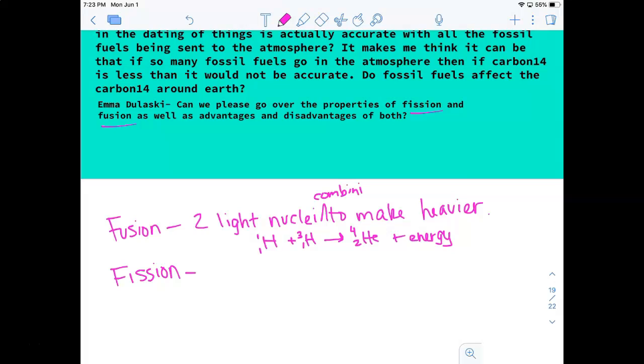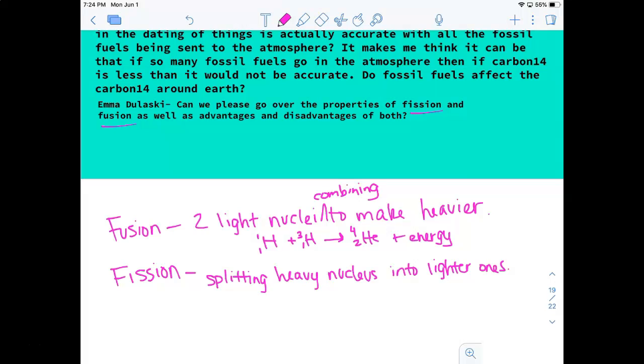Okay. And fission is the opposite, and a way to remember that is fission rhymes with division. Fission is taking a heavy nucleus and splitting it into lighter ones. Now, this doesn't happen all by itself.